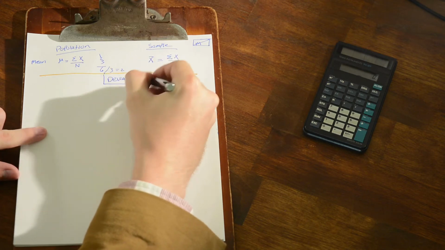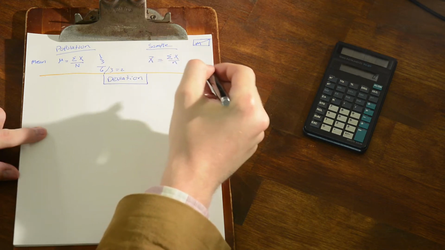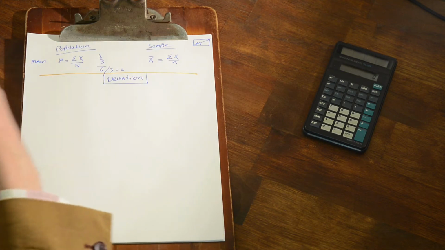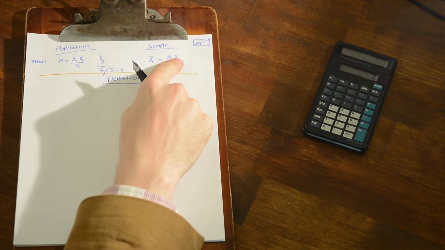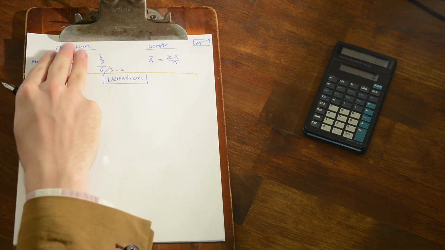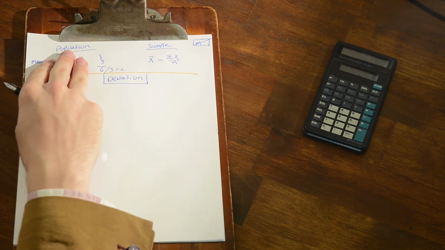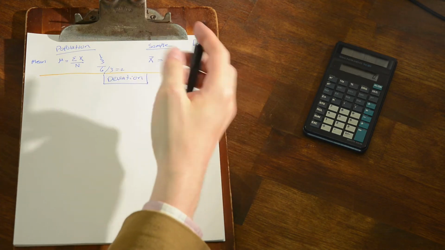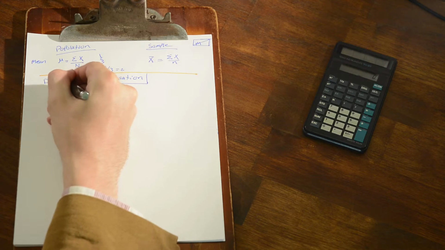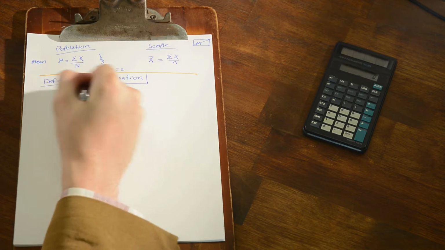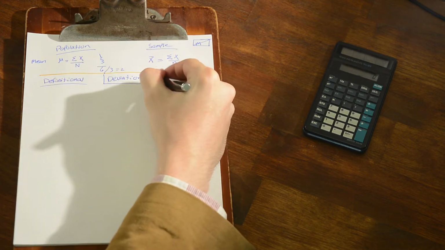Deviation is a measure of deviation from the mean or variance from the mean. And here, instead of discussing population and sample, we're going to stick to just our population formulas because we have a new category that differentiates them. We have a definitional and a computational formula.